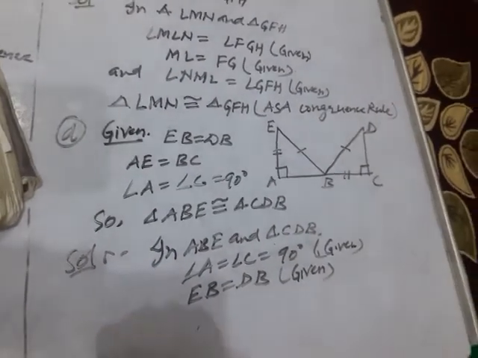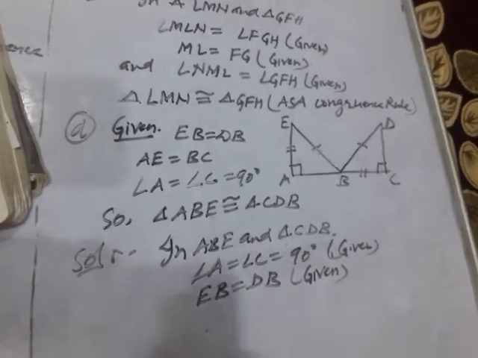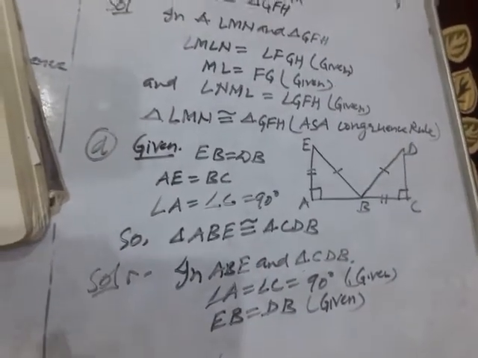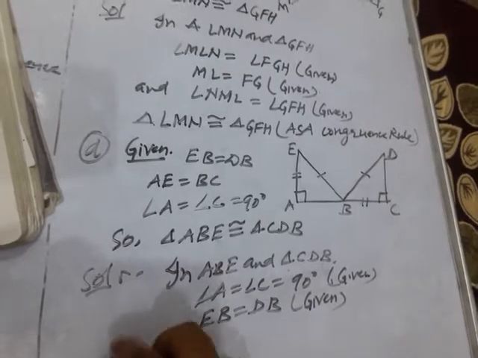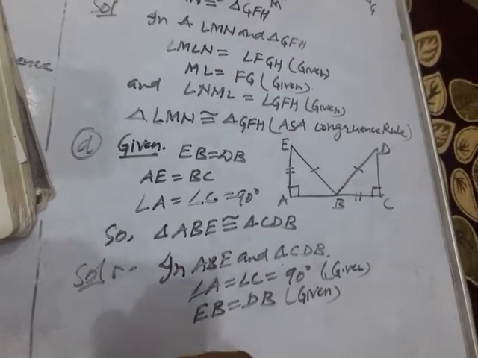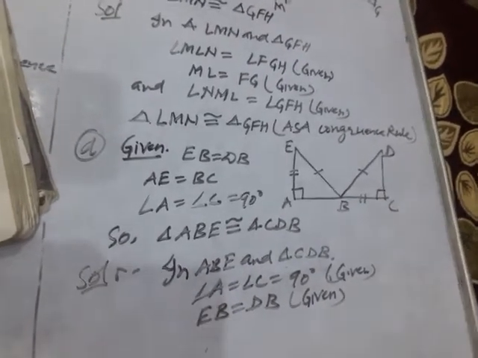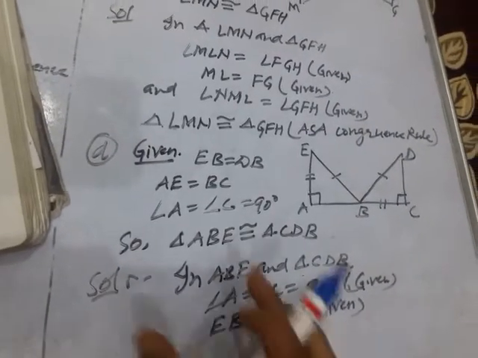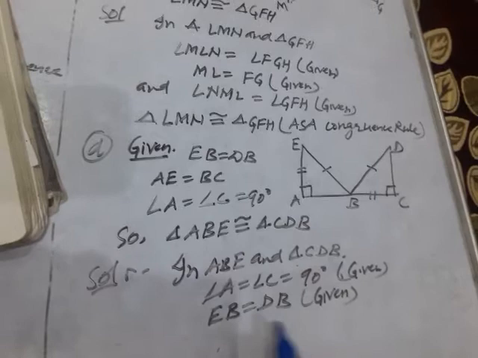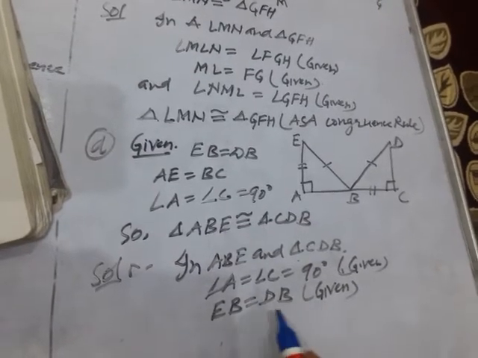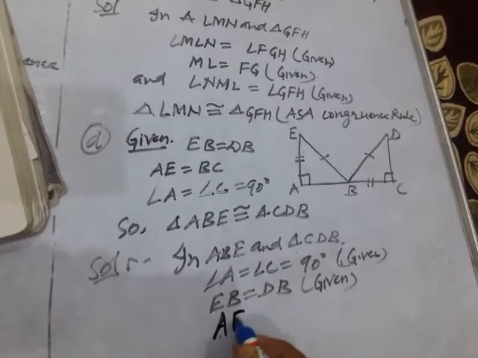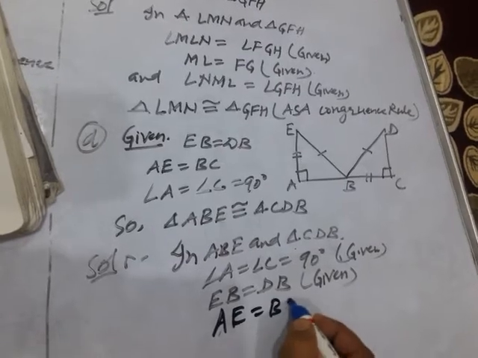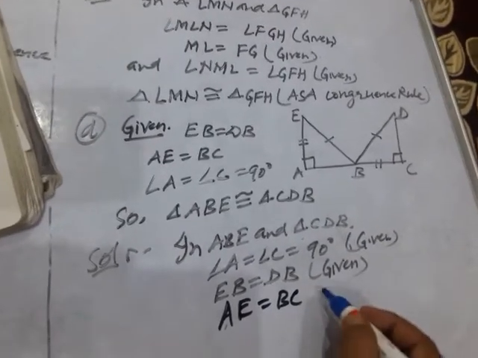Okay, let us change the sketch pen. That is, children, EB equal to DB. See, EB equal to DB, that is also given. And what else? AE equal to BC. Okay, children, that is given.